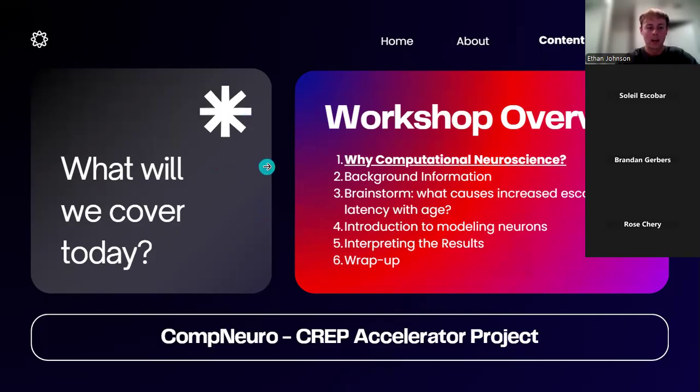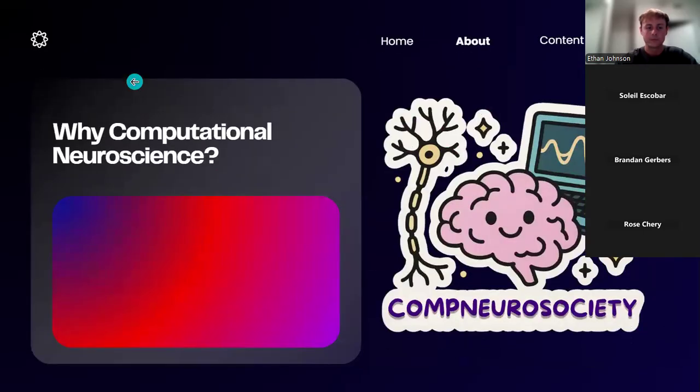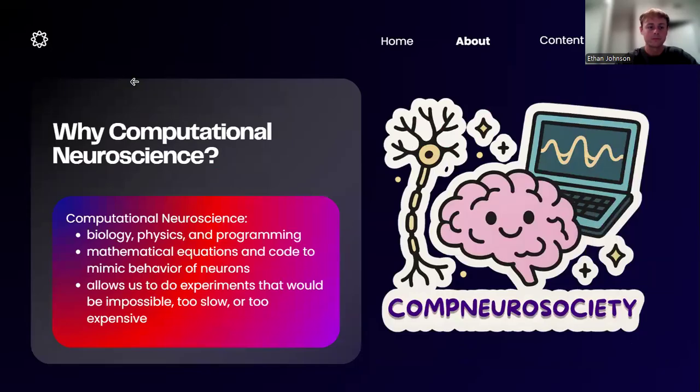All right. So why computational neuroscience? In computational neuroscience, we're going to be looking at the biology of the neuron, its physical properties, and then writing some sort of code and using math to represent this circuit. So this entire model that we will be investigating is all based off of real physical properties of these fruit flies.